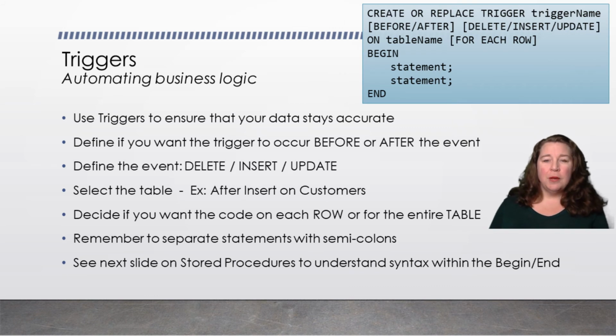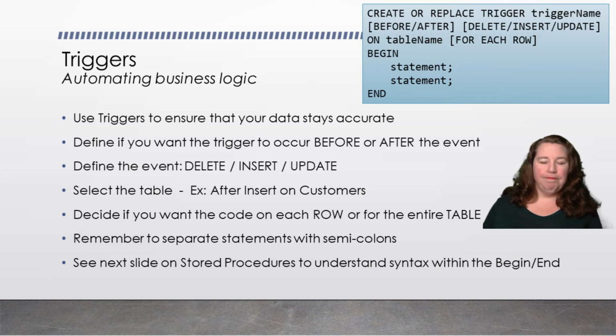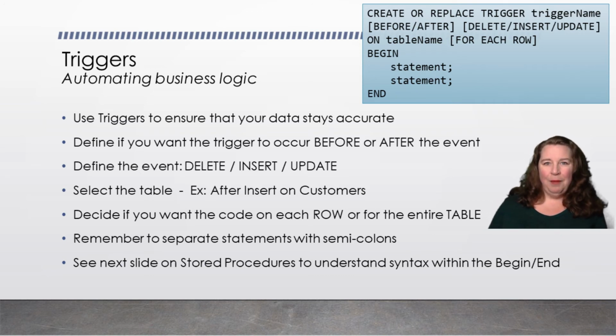The first one we're going to talk about is triggers. And this isn't like triggering you to go hide in a corner. This is triggers because whenever something happens, I want this to happen as well. Triggers are useful to make sure that your data stays accurate, and they automate your business logic.